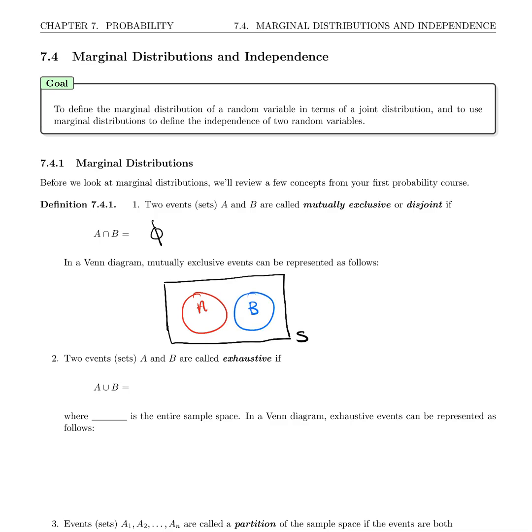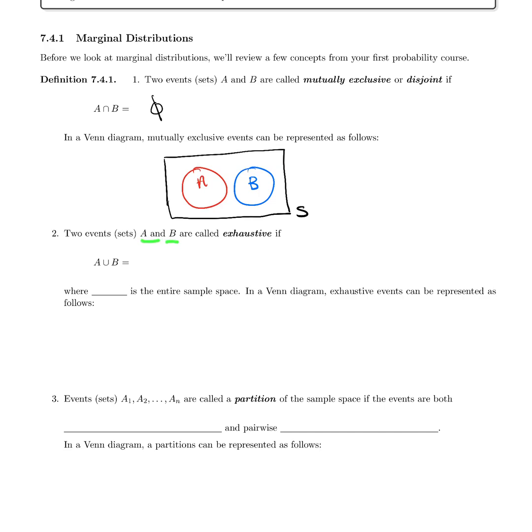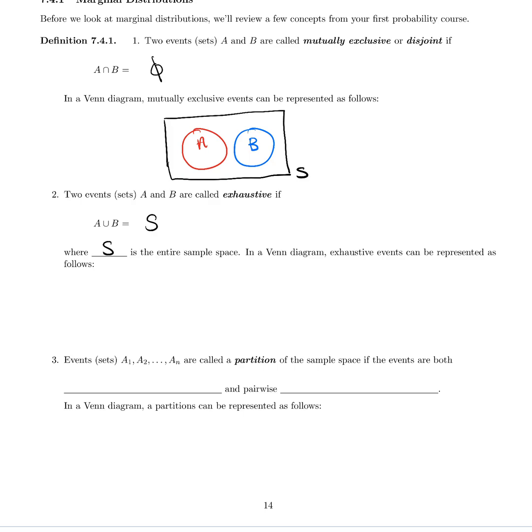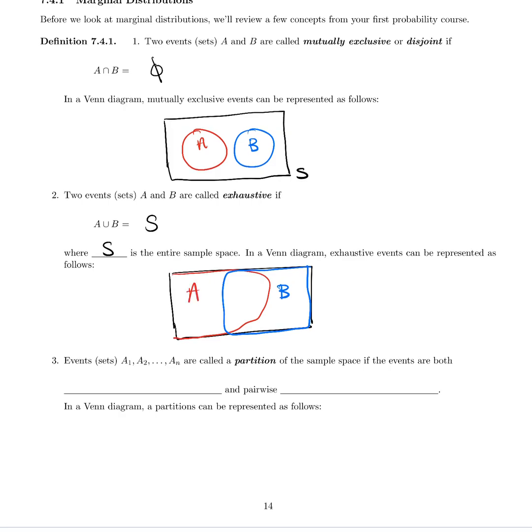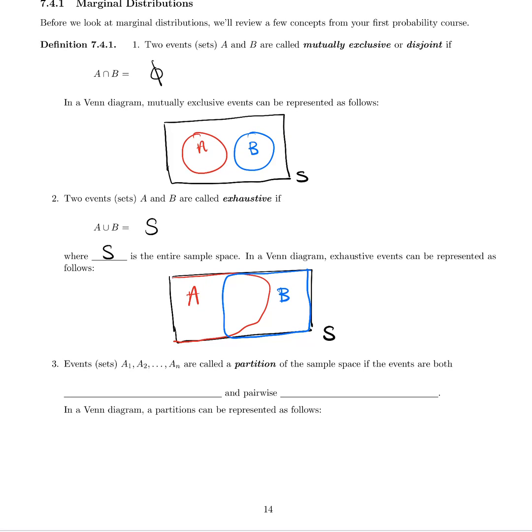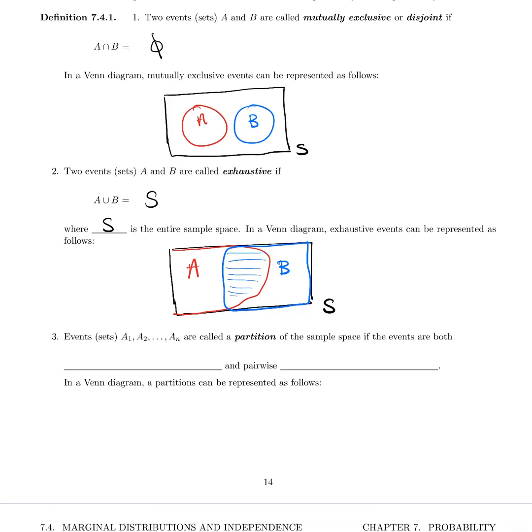They do not intersect. Two events or sets A and B are called exhaustive if A union B is equal to S, where S is the entire sample space. In a Venn diagram, exhaustive sets can be represented as follows. You can take a set A, which might look something like this, and a set B, which might look something like this. They can overlap. Okay, so now we've got a set B, we've got a set A. They take up the entire space, and they may or may not have some overlap. The ones that I have here do.